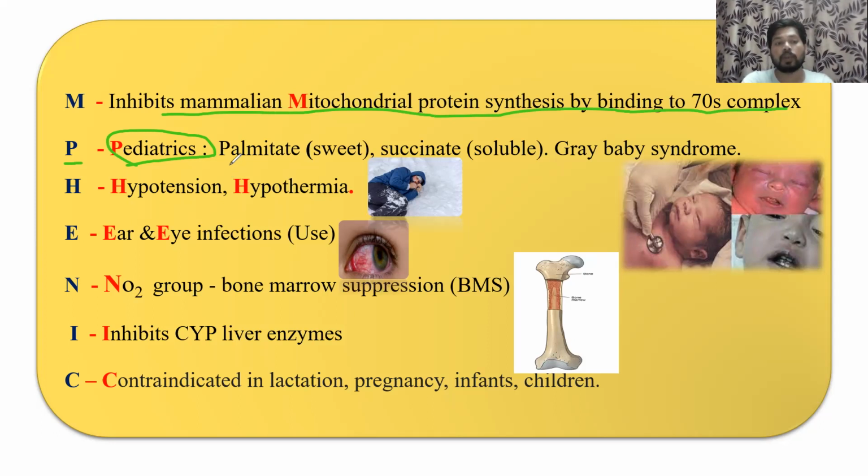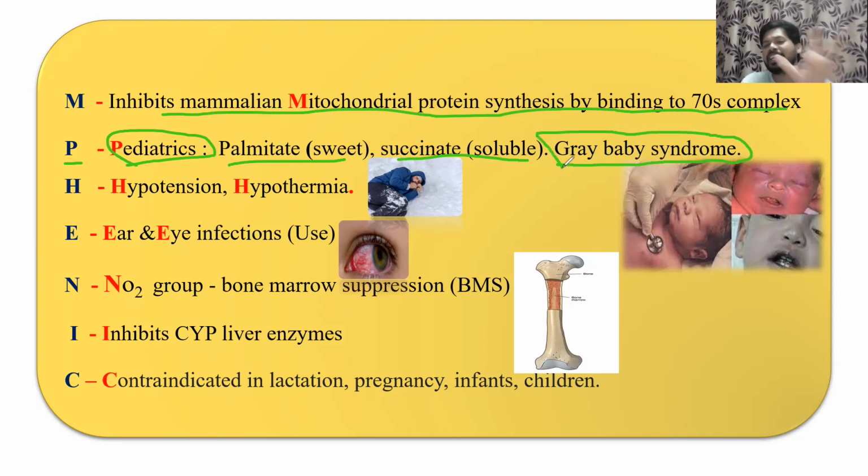That's why chloramphenicol palmitate is the sweet form, and chloramphenicol succinate is a soluble form. Regarding solubility, the chloramphenicol succinate form is preferable. And regarding sweet nature for infants or children, we need a sweet substance like the chloramphenicol palmitate form. And in pediatrics, chloramphenicol can cause gray baby syndrome. So this is a very, very important point.